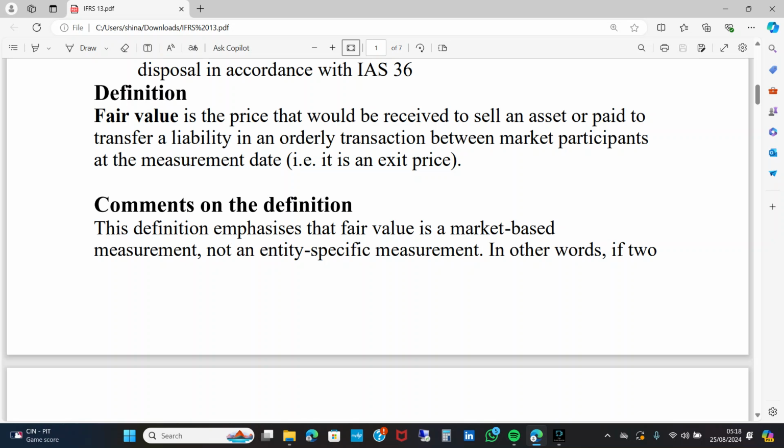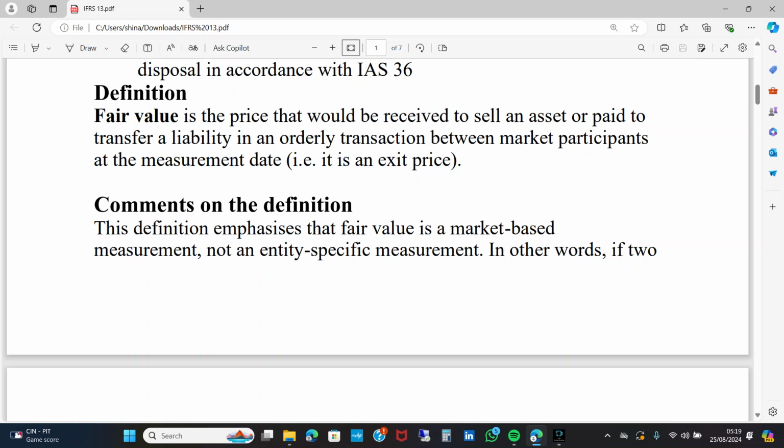Now, when we say fair value is the price that will be received to sell an asset, that means when it comes to assets, when we want to fair value assets, we look for the price that we will sell the asset. That means the asset is going out. Exit price means that something is going out. So when it is assets, we are selling.